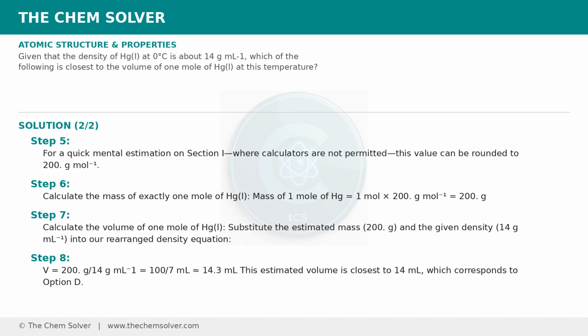Calculate the mass of exactly 1 mole of Hg. Mass of 1 mole of Hg equals 1 mol times 200 g mol^-1, which is equal to 200 g.